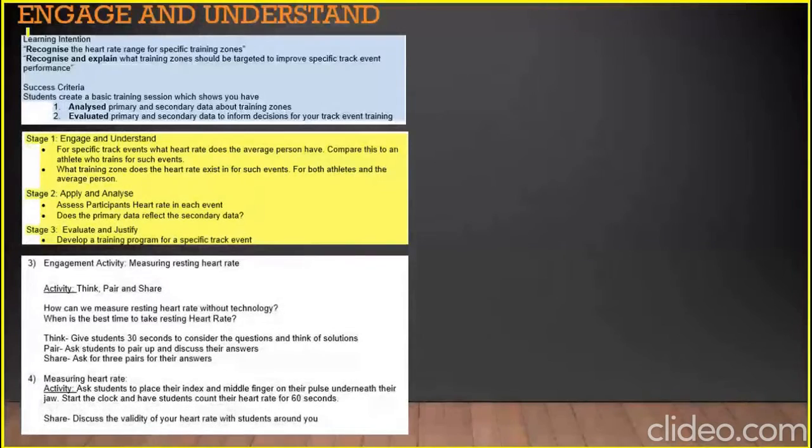To engage students, firstly, the clear learning intentions and success criteria are formed. As discussed previously, this ensures a clear goal for students and their learning throughout this lesson. To engage students, I once again utilize the think, pair, share, so students critically evaluate taking heart rate without monitors. This then leads on to students measuring their own heart rate. Asking students to measure their own heart rate not only engages them, but gets them to critically assess their health and some of the human error involved in manually monitoring heart rate.